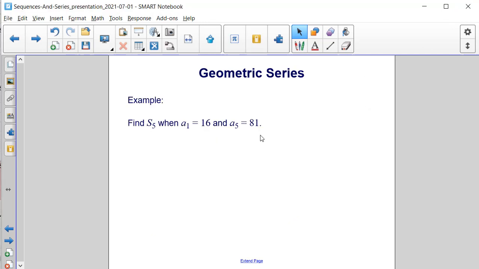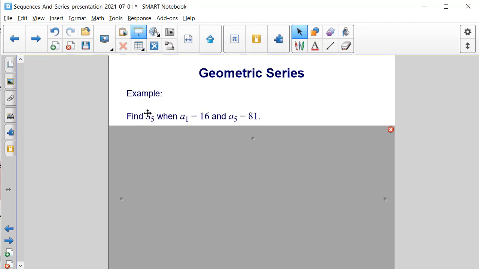Let's try an example. Find the sum of the first 5 terms when the first term is 16, the fifth term is 81. So we have to find the sum of the geometric series when these conditions are met. Take a moment to pause the video and try to work out the solution by yourself, and when you're done, unpause it.